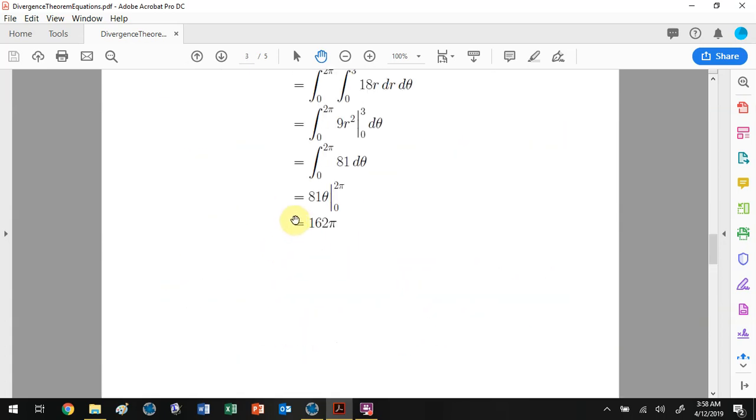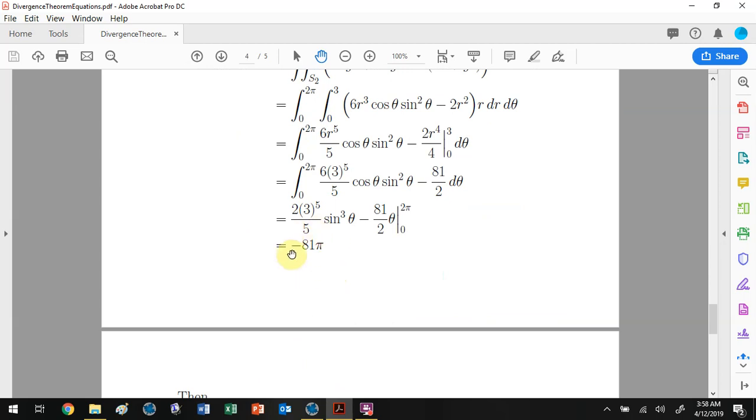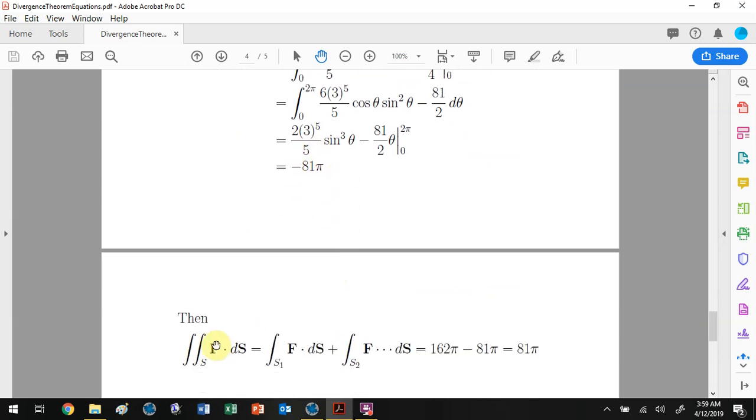So the integral of the first surface equals 162 pi. The integral of the second surface equals negative 81 pi. So the integral over the entire surface is just the sum of those two. So here's the surface integral. There's the integral over the first one and the integral over the second one. Boy, I kind of messed that up a little bit there. There should only be one dot here, and both of these should be double integrals.